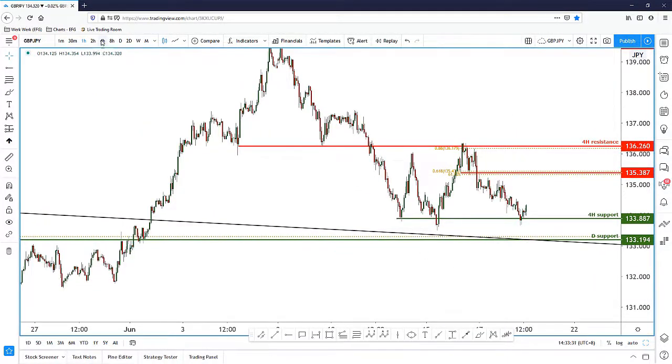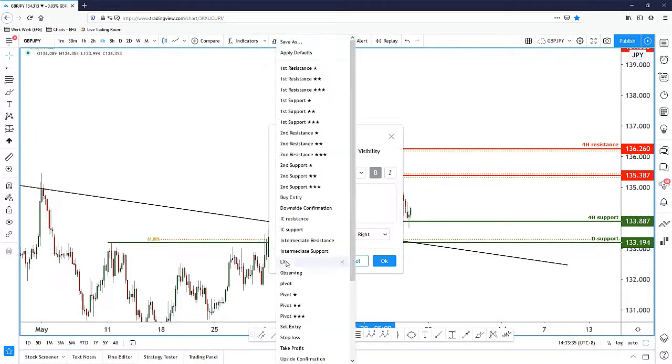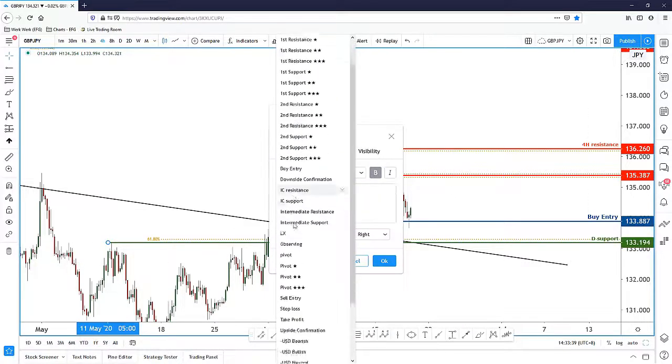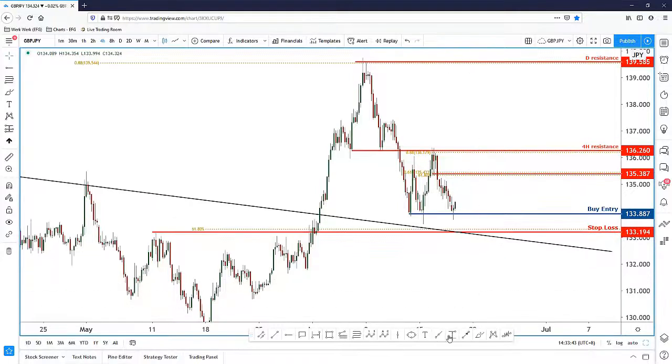Okay, for presentation's sake, I'll go back to the 4 hours. Okay, so this level here will be my buy entry. All right, the daily support will be my stop loss. Why this is my stop loss is because should price break below the stop loss and close below, it would mean that price has really broken back below this trendline support and the bullish idea is invalidated. And price would also have broken below the key 61.8 retracement ratio.